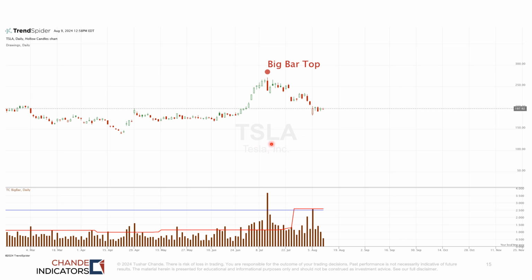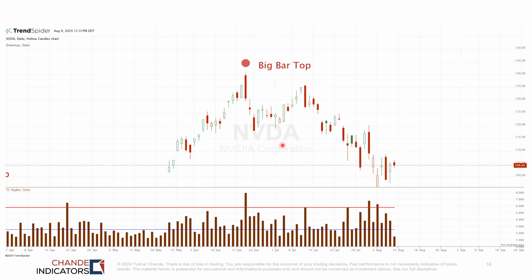This is daily data for Tesla with our recent high big bar top. The indicator again shows this big bar very clearly, but it's only up to 3.5 units. So clearly less volatility, but the big bar stands out. This is Nvidia with the recent top above 140. Look, we've had several days on the indicator below the red line and then one big spike. So the big bar top was clearly visible with a spike up to 8 units.